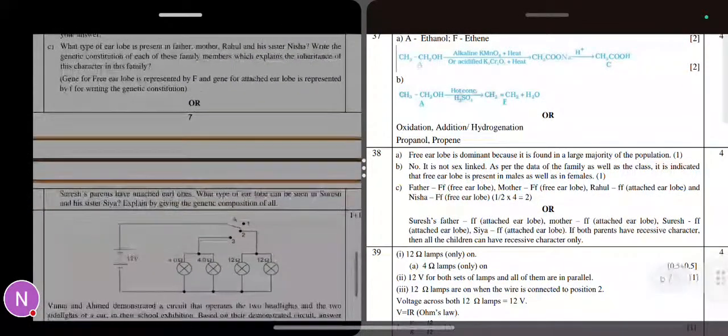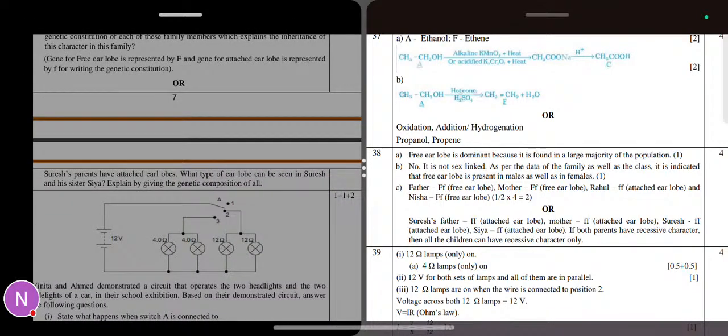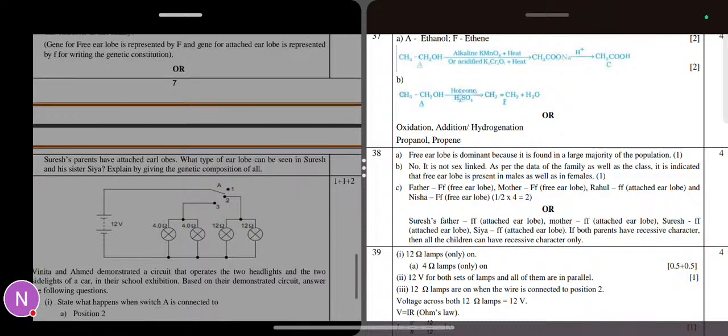Our other question they have asked. Suresh's parents have attached ear lobes. What type of ear lobe can be seen in Suresh and his sister Sia? Explain with genetic composition. So Suresh's father has attached earlobe, mother has attached earlobe. So Suresh has attached earlobe and his sister also has attached earlobe. If both parents have recessive character, then all the children can have recessive characters only.